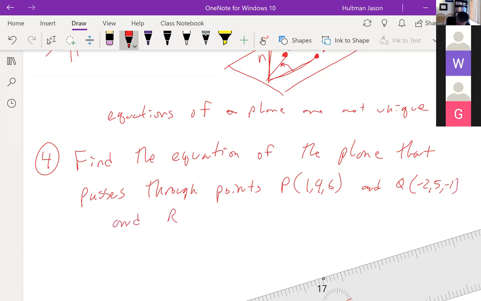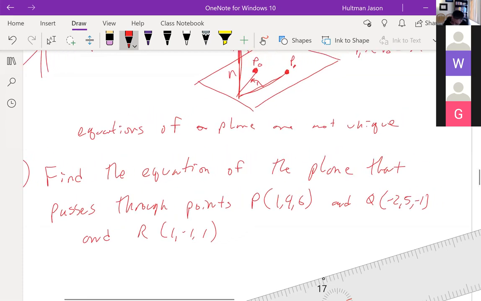And R(1, -1, 1). Okay, so 2 points to find a line, 3 points to find a plane. Oh yeah, I think that's what I was missing here, was the third point. You have to have a third point. Yeah, makes sense. So P naught, P1, and P2. So 3 points to define a plane.